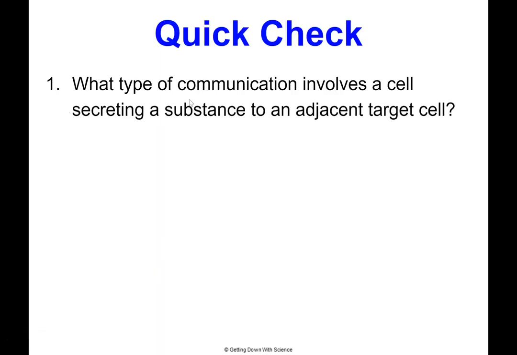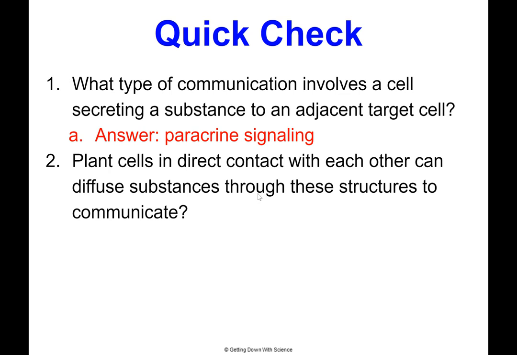Okay, so what type of communication involves a cell secreting a substance to an adjacent target cell? That's going to be paracrine signaling. Plant cells in direct contact with each other can diffuse substances throughout these structures to communicate. Plasmodesmata, because we specified plant cells.